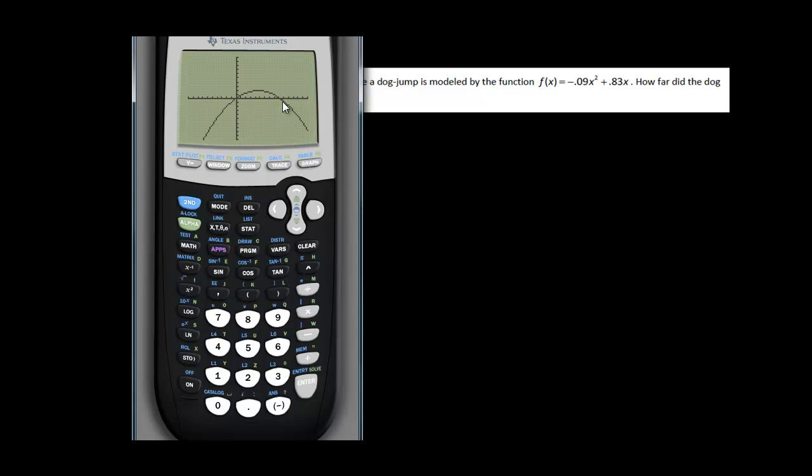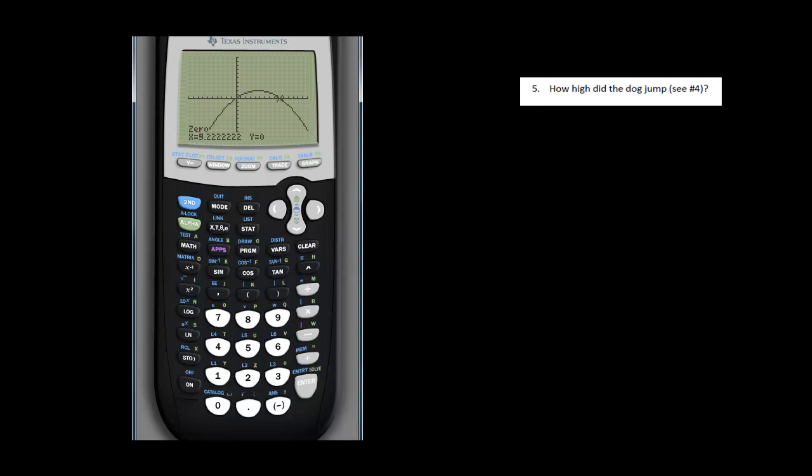So how far did the dog jump? Well, we want to find the second 0. The first 0 is at the origin. That's where the dog starts the jump. And then he ends his jump right around here. So we want to hit second trace 2. The left bound is going to be any point before you hit the x-intercept. So that point is good. And then right bound is any space after it. And then hit enter again. And the 0 is going to be 9.22. So the answer is 9.22.